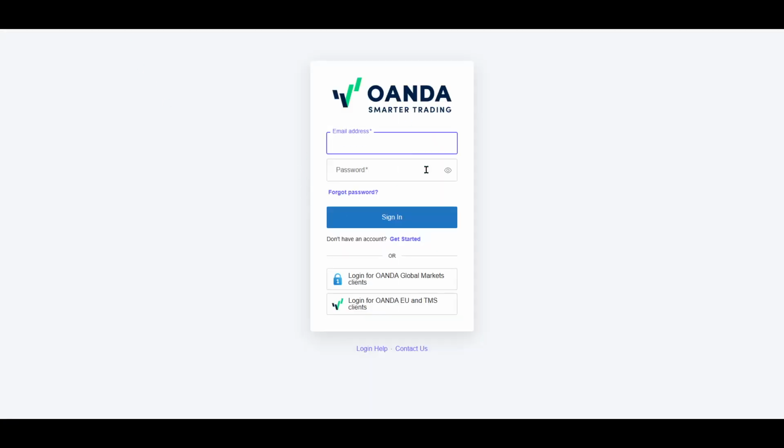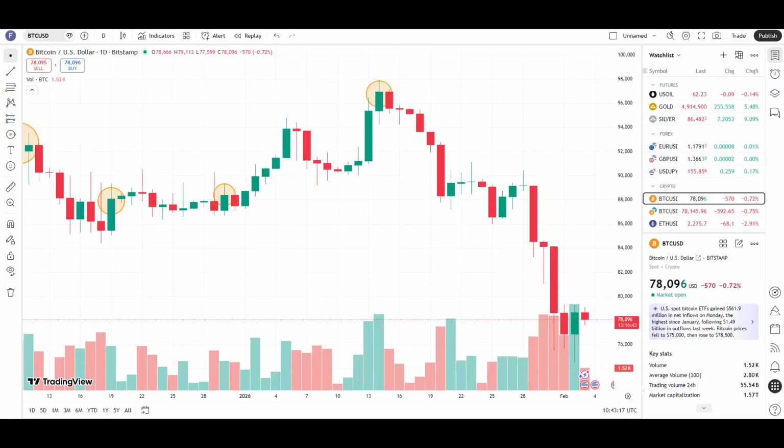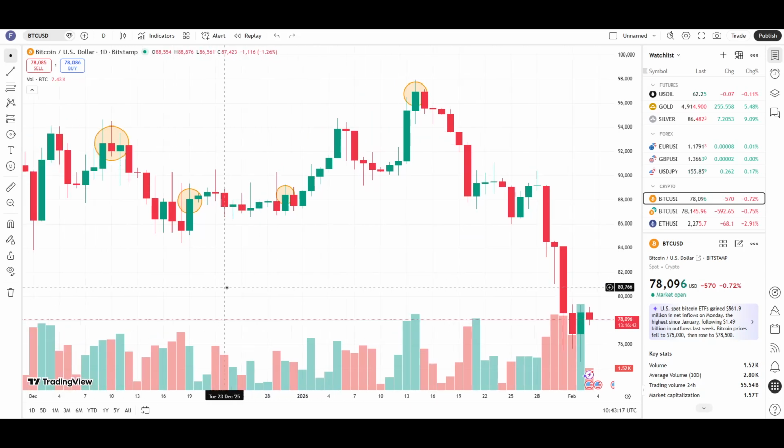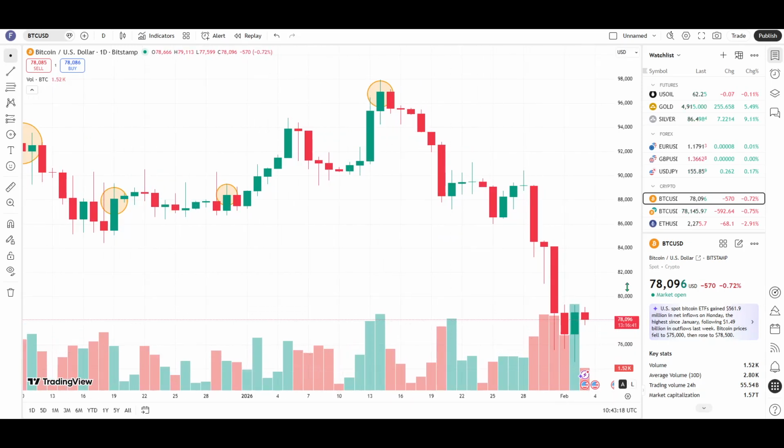Once connected, look for a green light or status indicator inside the trading panel. That green light confirms everything is live and ready. From here, you can trade directly on the chart.